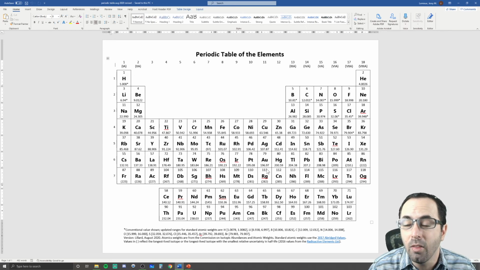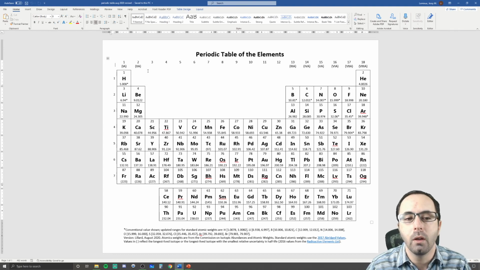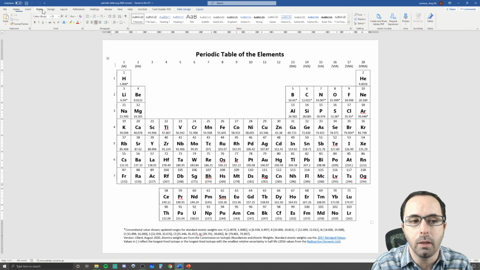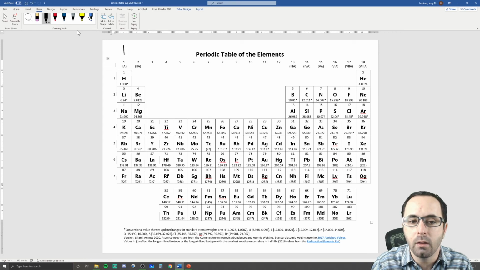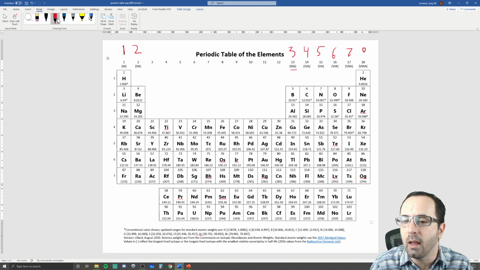Remember that the valence electrons are given by the group number, where the group number is the ones in Roman numerals here with the A. So our group numbers here are going to be like this: 1, 2, and then 3, like 3A here. 4, 5, 6, 7, 8.